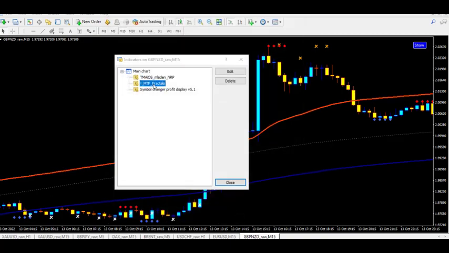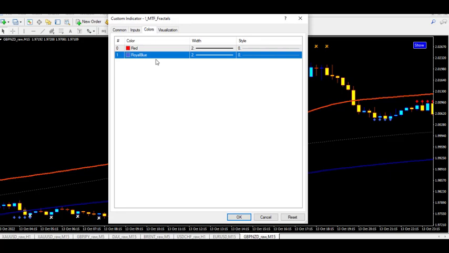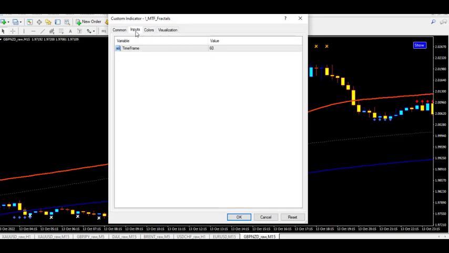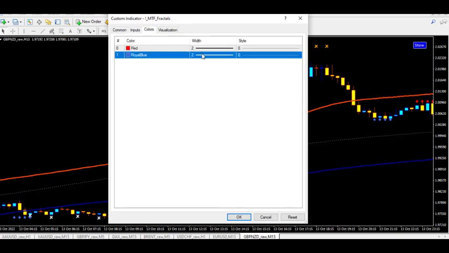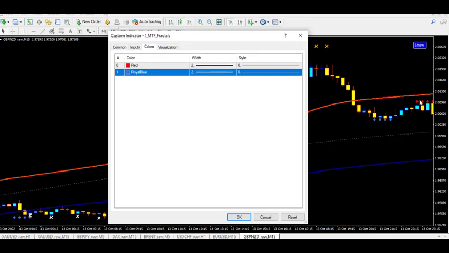And the second indicator is this IMTF fractal indicator. Here is the color, royal blue and red. Red for sell, and the royal blue for a buy. So this is how to set the color and the width. You can increase if you want, and you can reduce if you want.